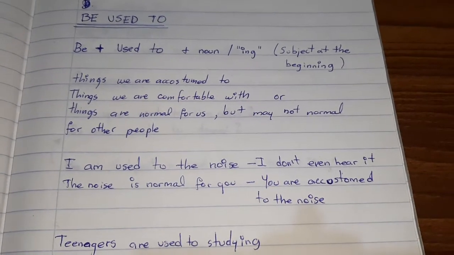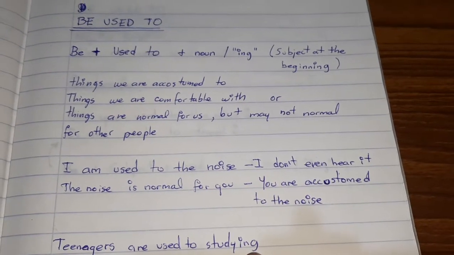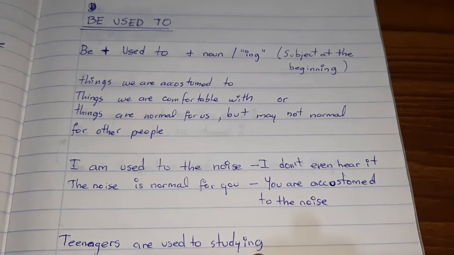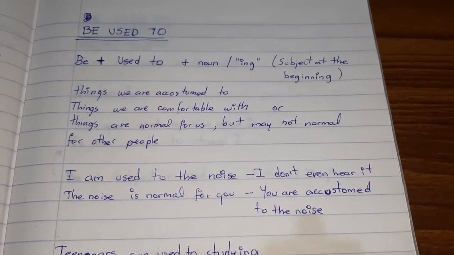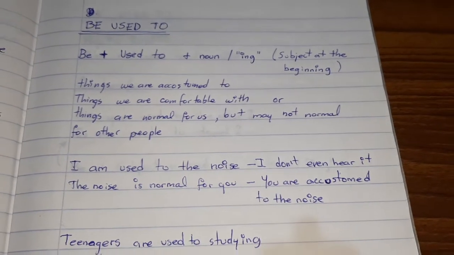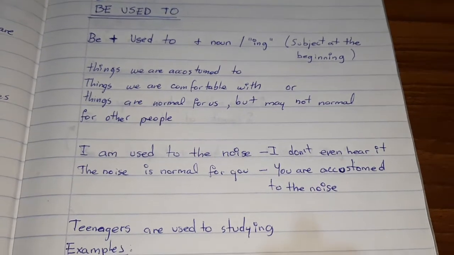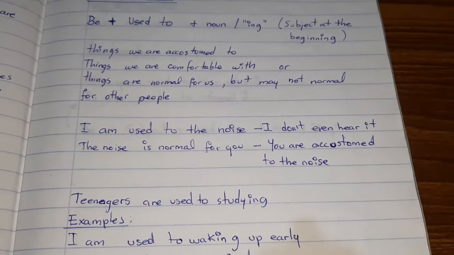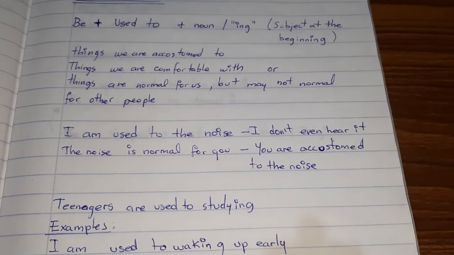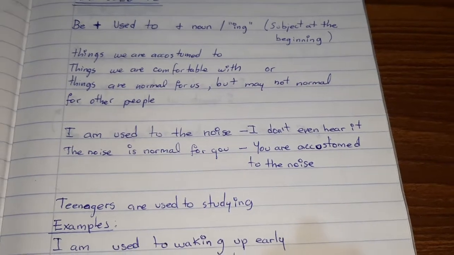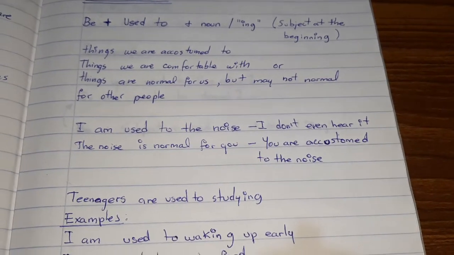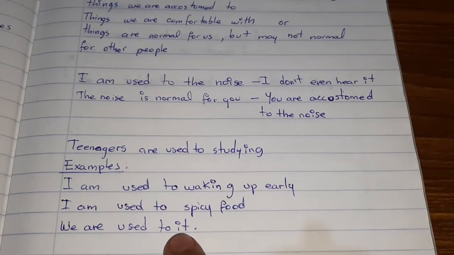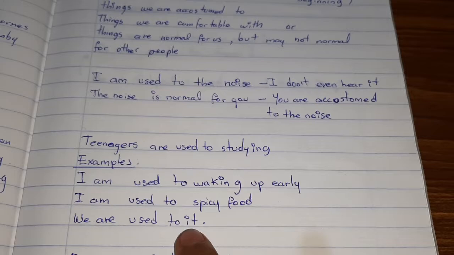Another example we have: teenagers are used to studying. Well, when we are teenagers, and I am too, we are accustomed to study, and studying is not a problem for learning something new. We have other examples. I am used to waking up early. I am used to spicy food. We are used to eating. Maybe it could be a kind of trouble. Sorry, because I was leading the image with the camera.